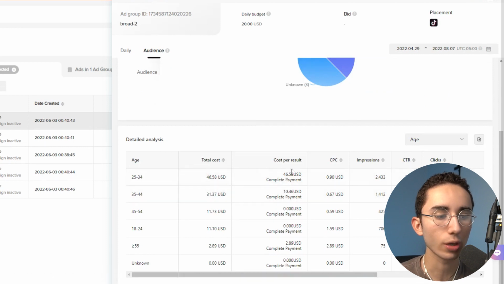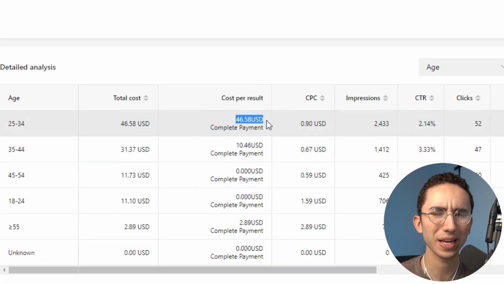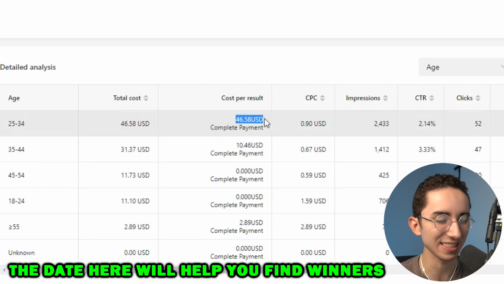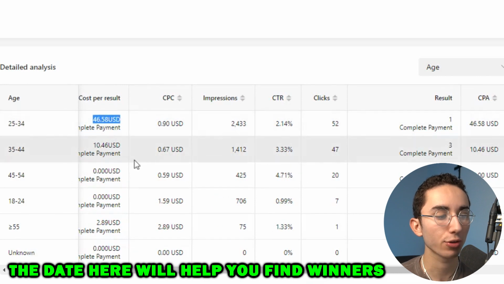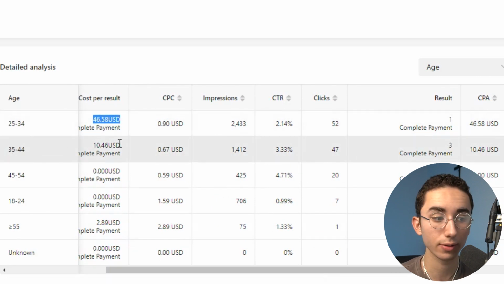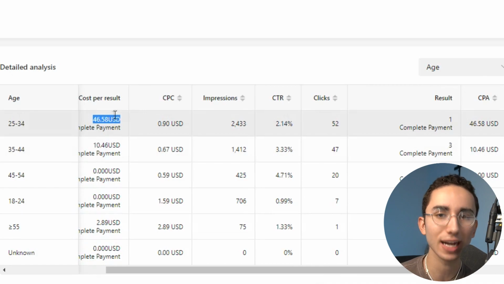So we can see right here, 25 through 34. My complete payment, $46. Jeez Louise, that is not ideal. And if we scroll to the right, we can see the number of complete purchases. So we have 3 purchases from 35 to 44. $10. That is 4 times cheaper.